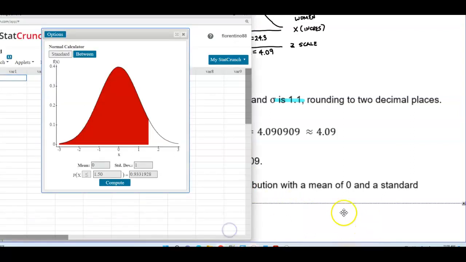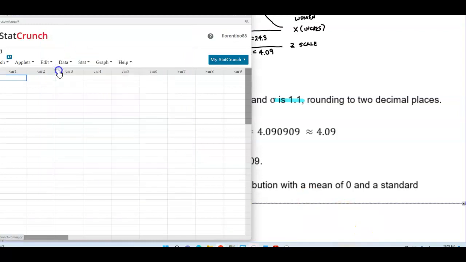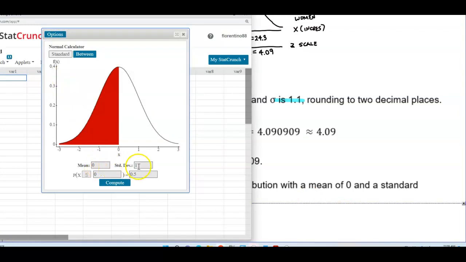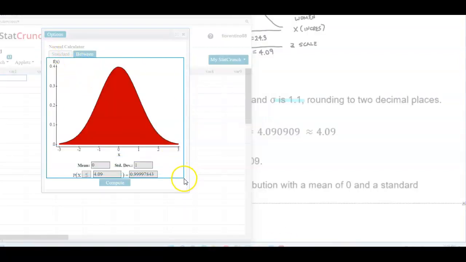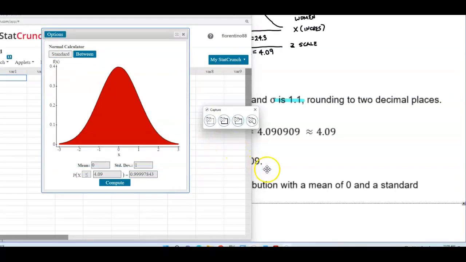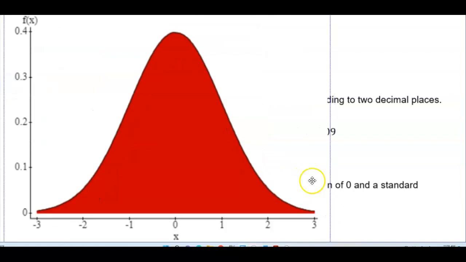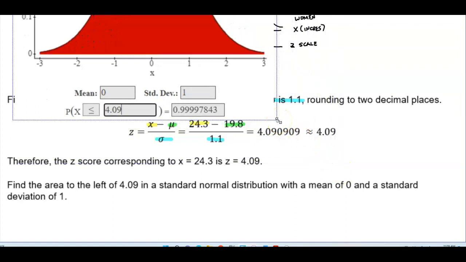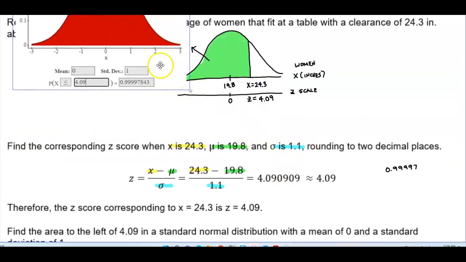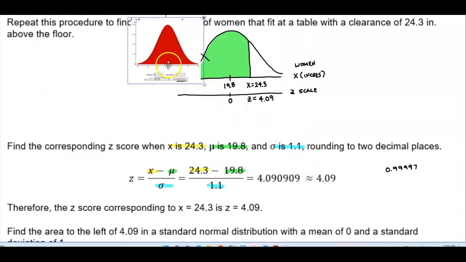So we're going to open this up in StatCrunch, come up here to Options, select Refresh, and make sure we have a mean of 0 and a standard deviation of 1. And now we're going to put in the z-score, which is 4.09, and that's going to give us that area or probability. So let's go ahead and do that. So we end up getting the following. We have 0.99997, and we want to round that to 4 decimal places.